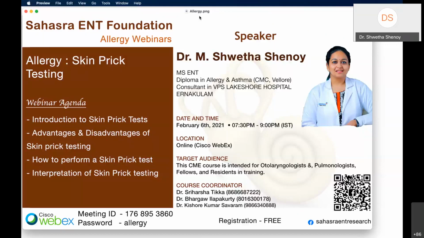Depending on the skin prick test means depending on the size of the wheal. A wheal above 3 is very indicative of an allergic response. So yes, size of the wheal, especially the ones which have pseudopodia-like extensions, that is highly allergic to those things. Thank you.